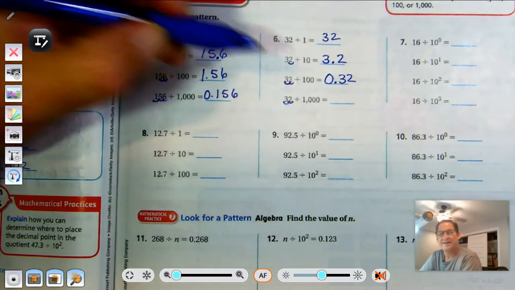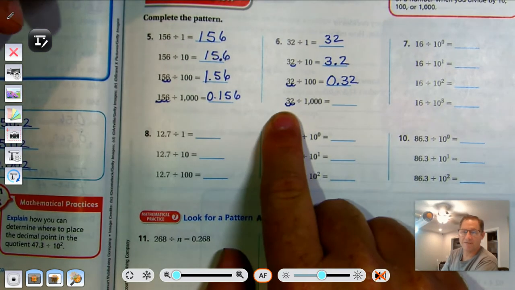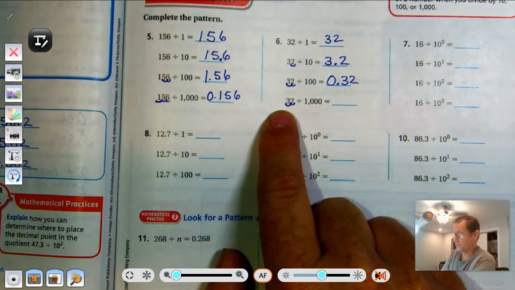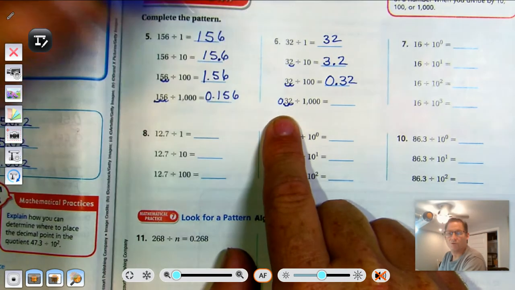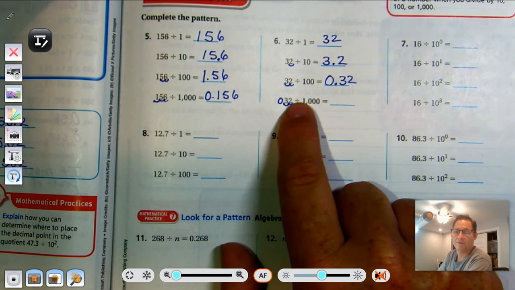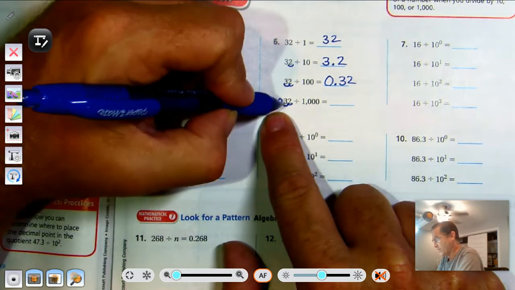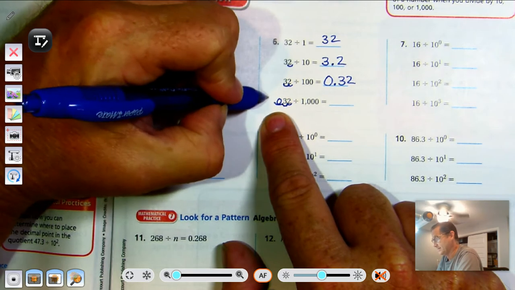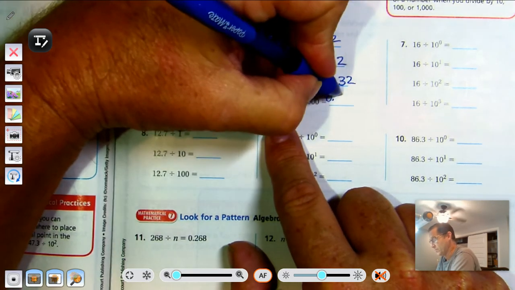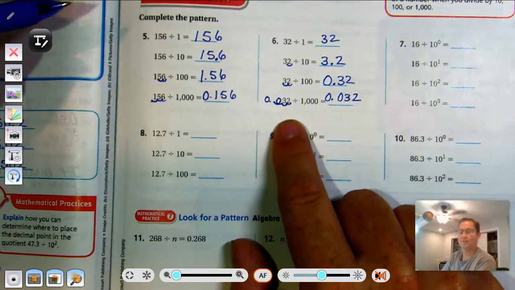Now here, I don't have enough decimal places to move 3 places to the left, so I'm going to have to add a 0. Because if we're just moving, that would be 1, 2, but I have to move it 3 places. So it would be 0.032.